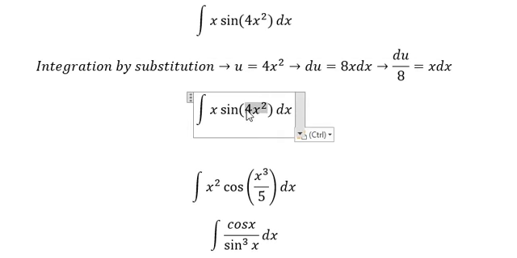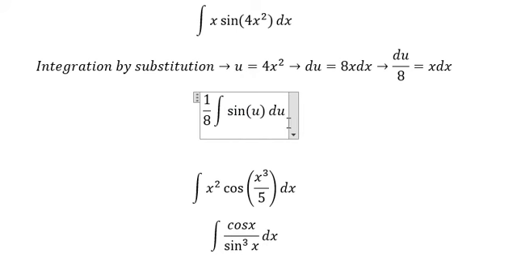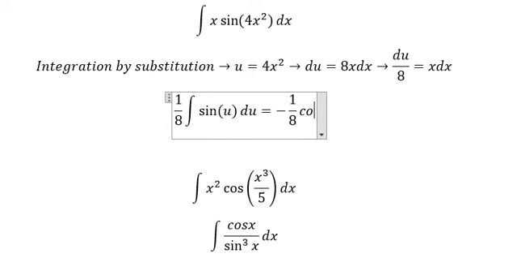So this one we change for u. s ds we change for du over 8. The integration of sine u, you will get negative cosine u, and we put c. About u, that's about this one.